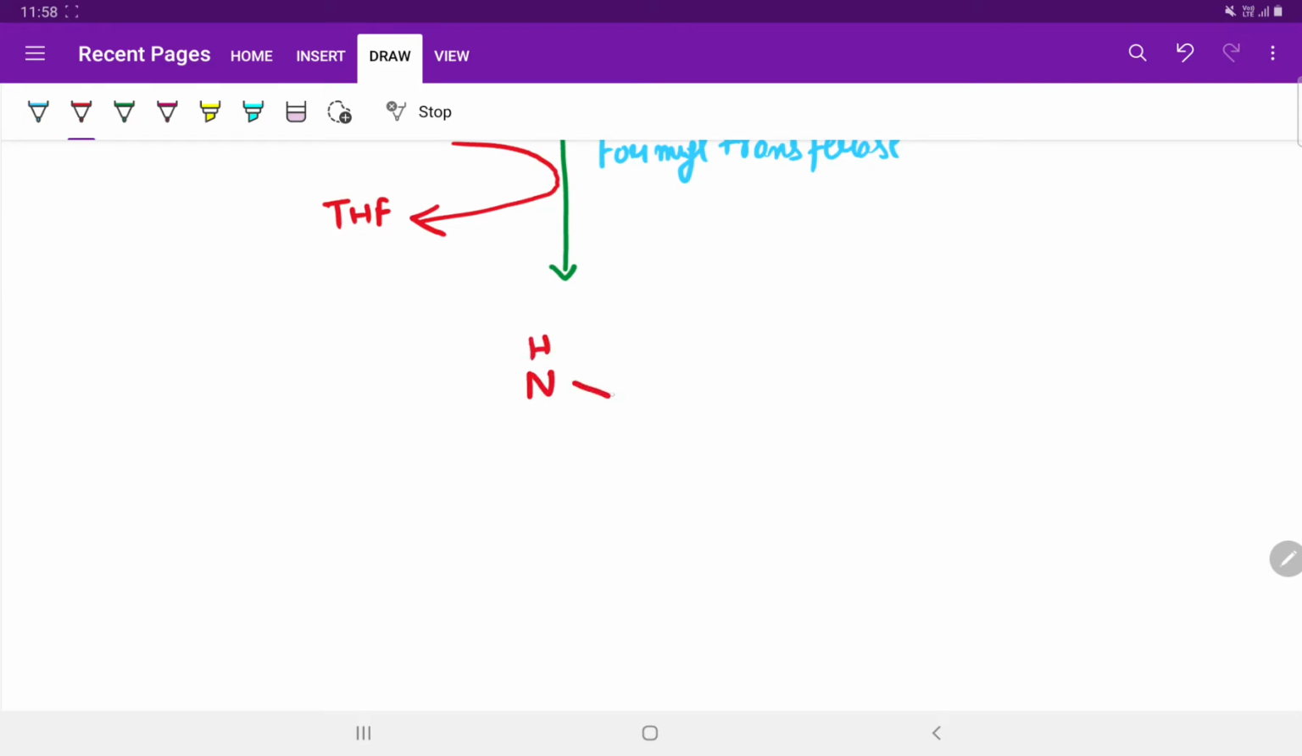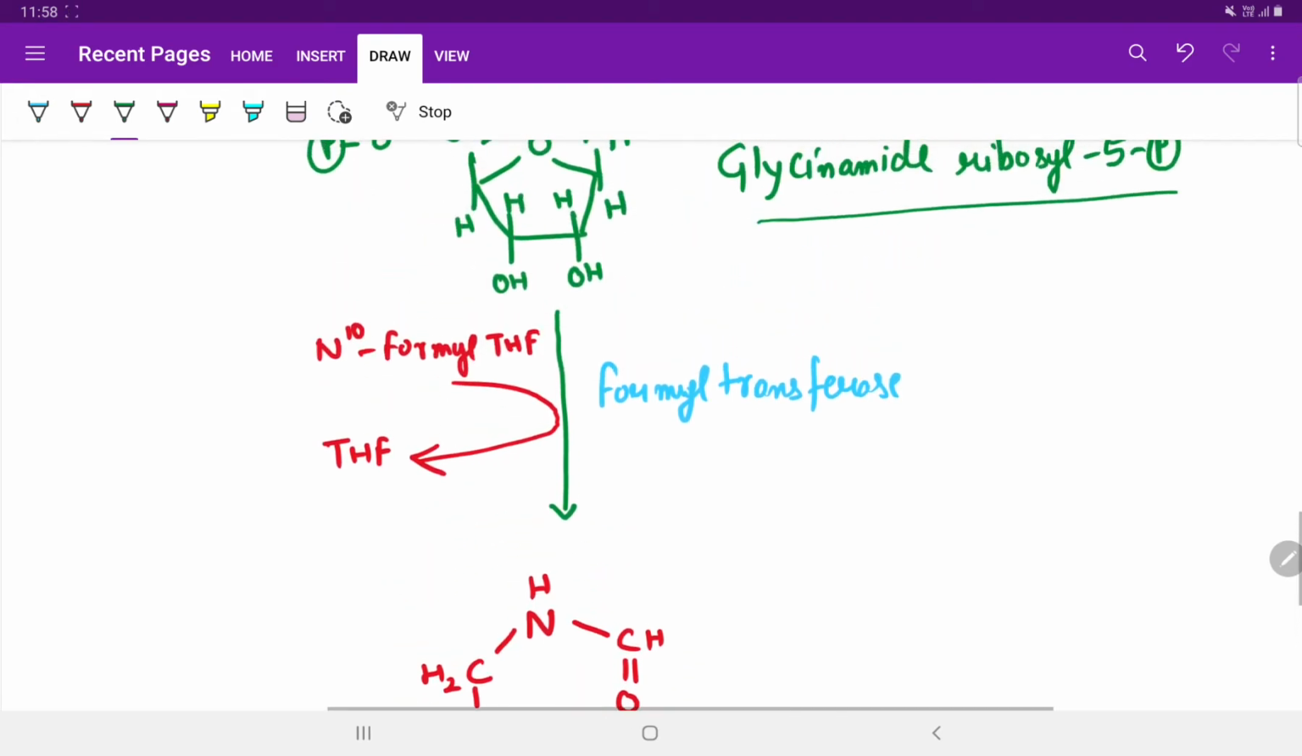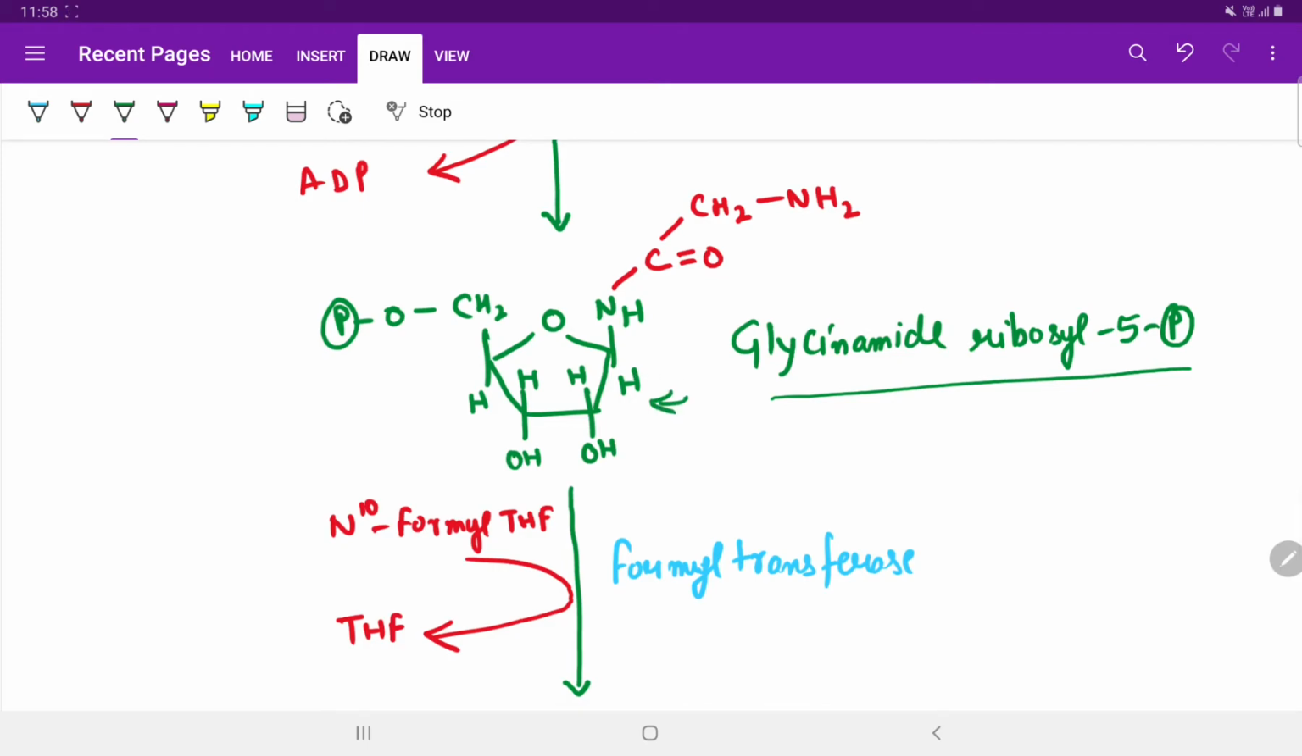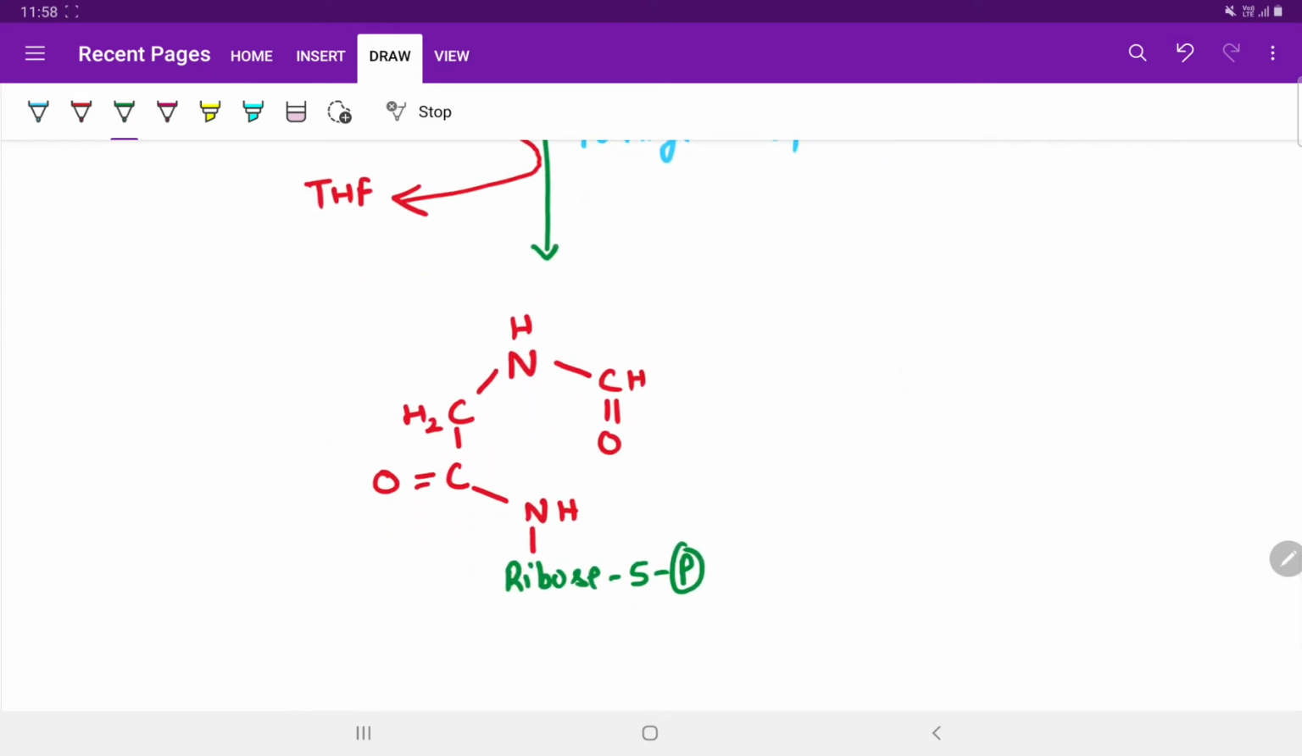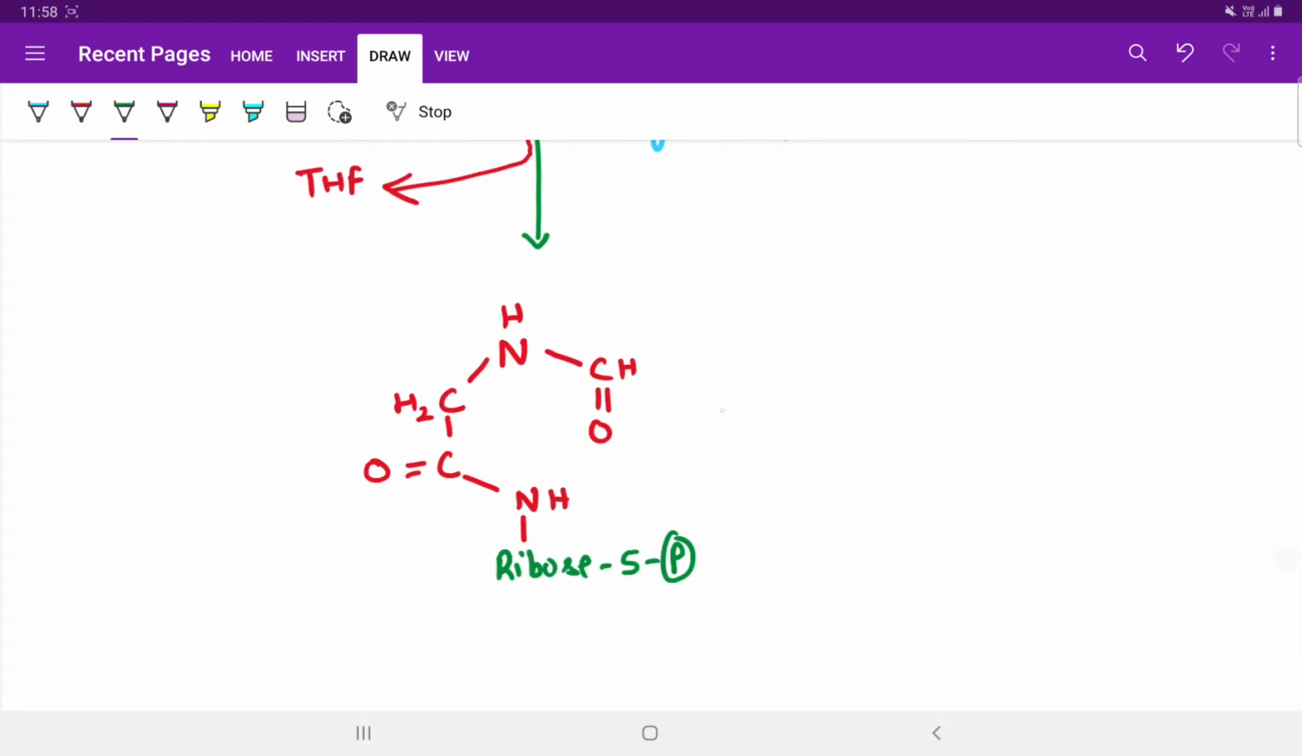We shall be writing the ribose phosphate in its shorter form from now onwards. I will be representing it with green color here, that is ribose 5-phosphate. This green colored moiety you see here is written in short form as ribose 5-phosphate, and this product is known as formyl glycinamide ribosyl 5-phosphate.